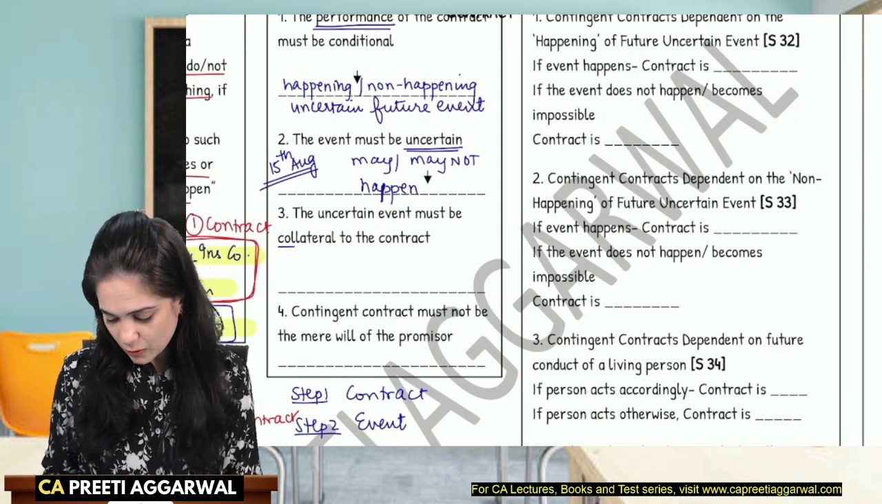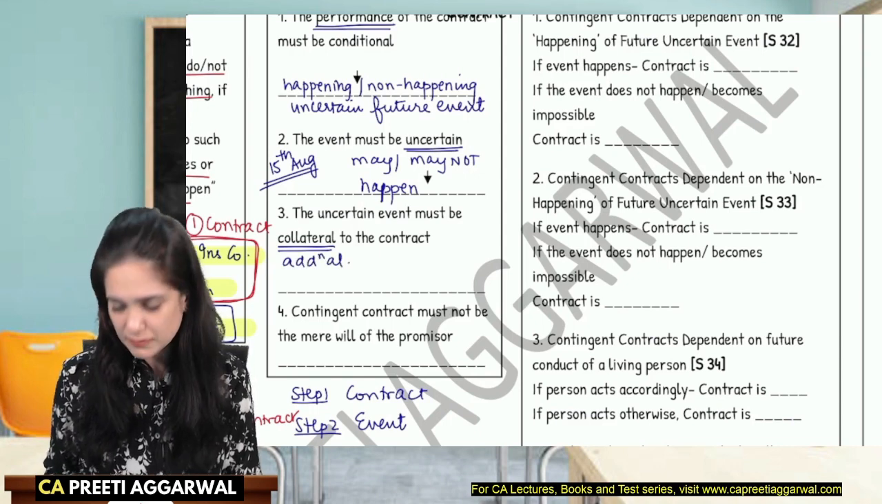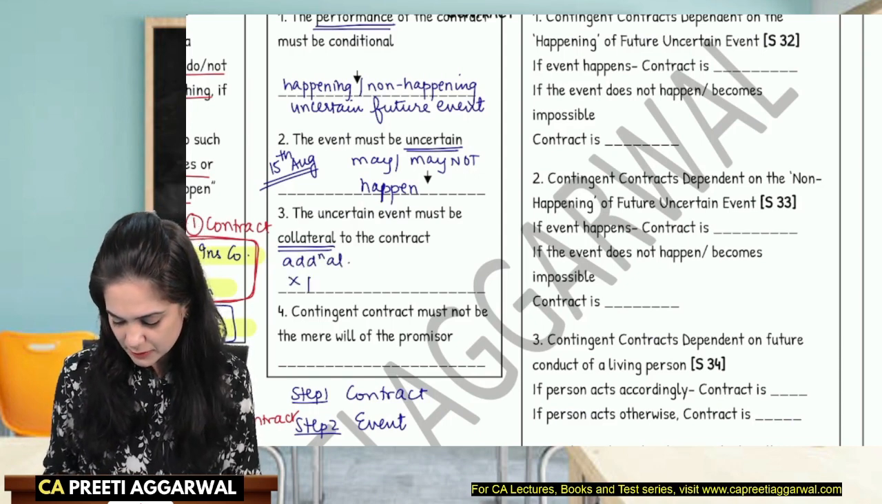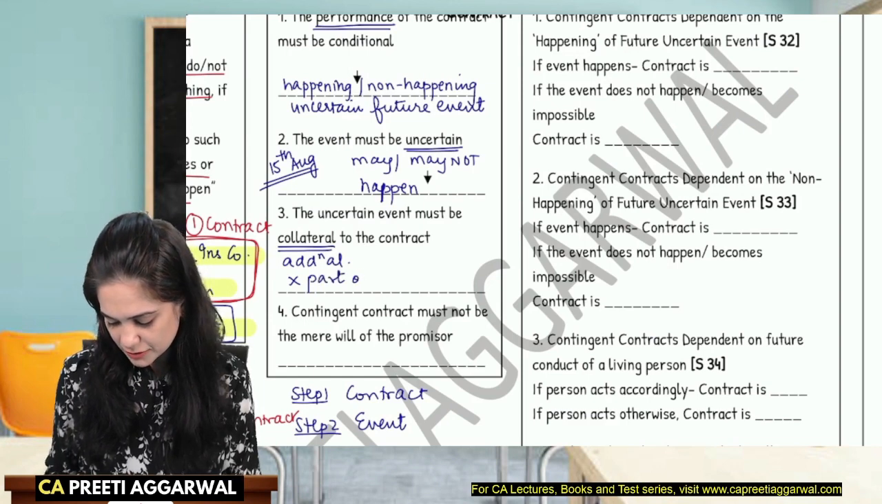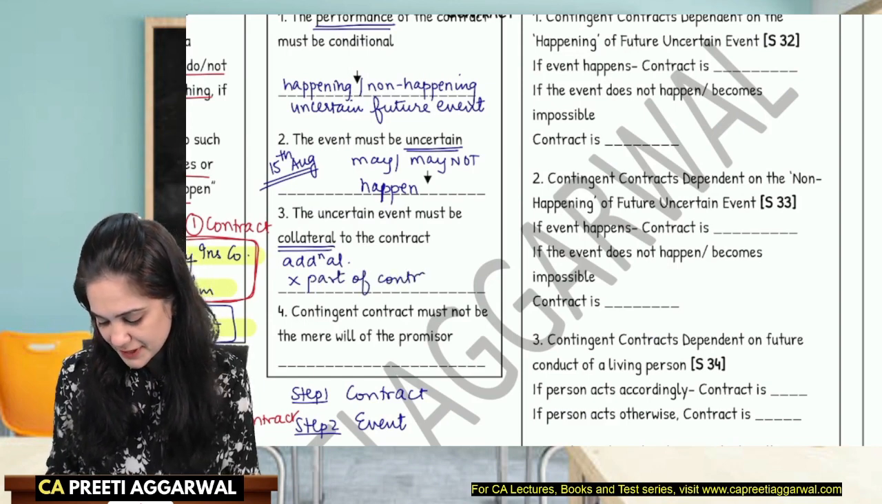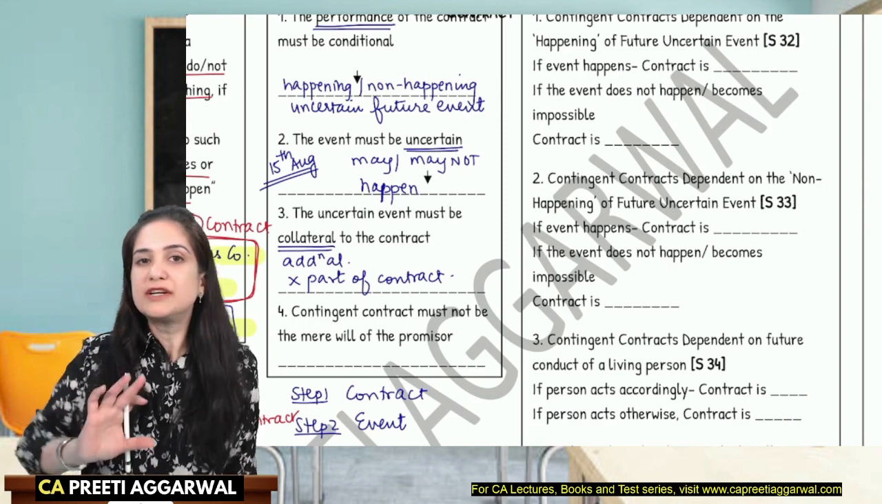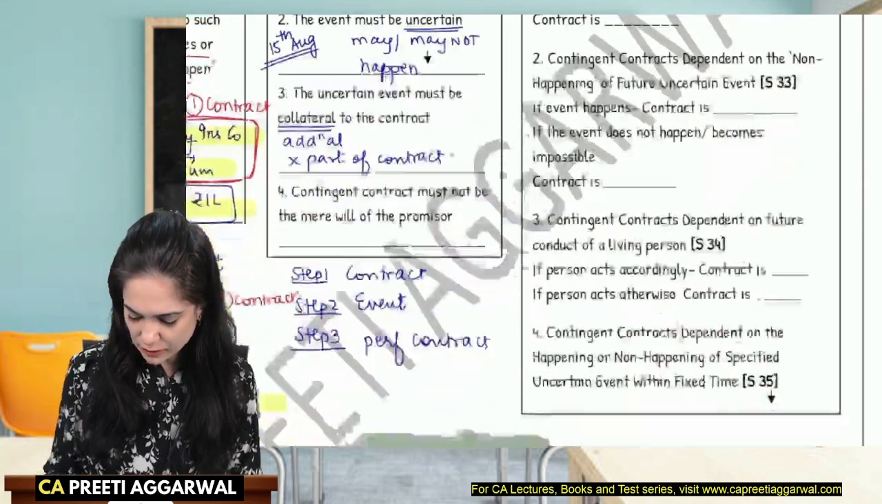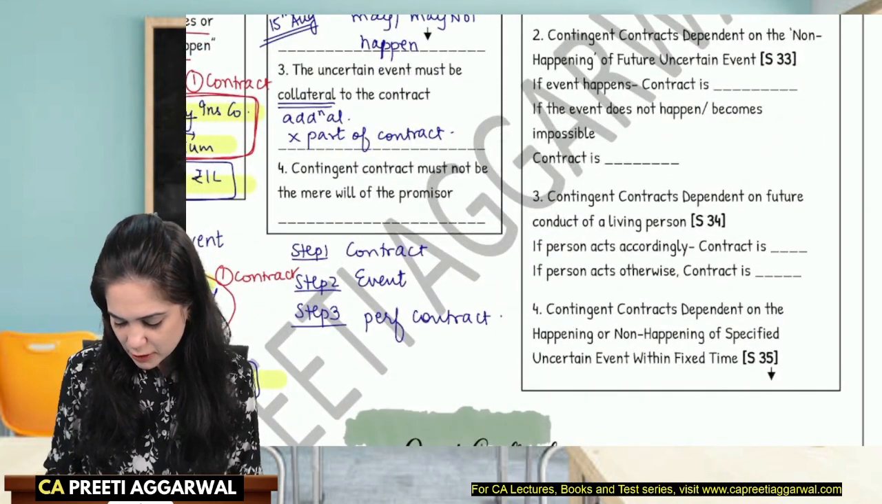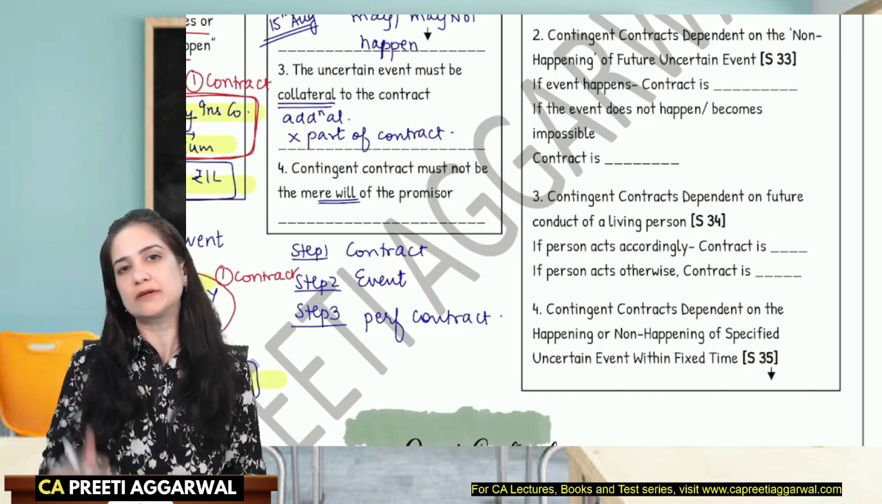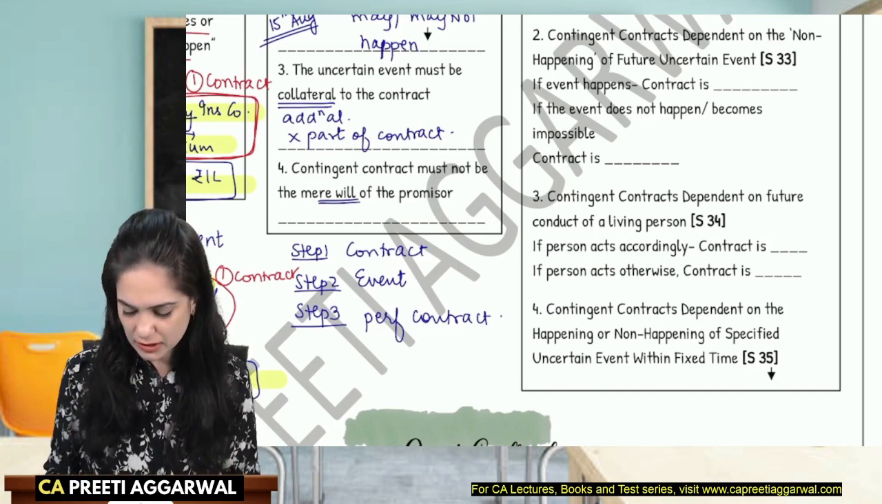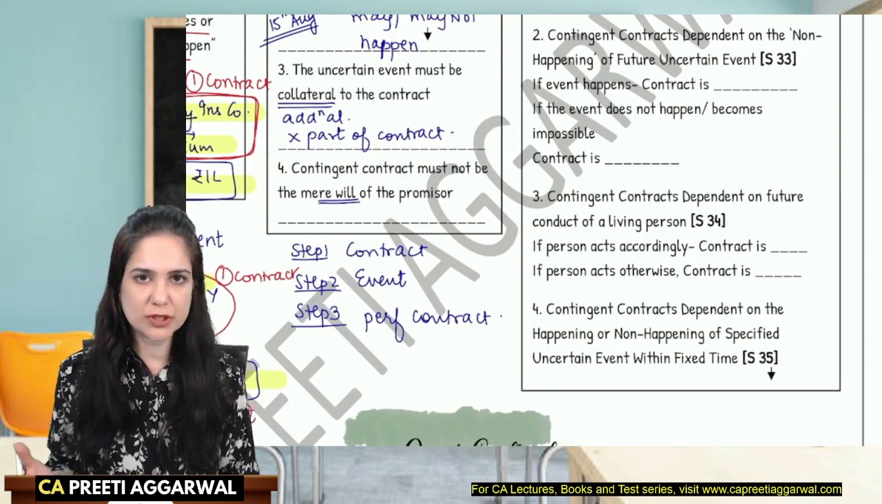Uncertain event must be collateral. It must be additional to the contract. It must not form part of the contract. It must be independent, separate, different. It must not be the mere will of the promisor. I will pay if I feel like. Meri marzi. That's not even a contract. It's uncertain, section 29.